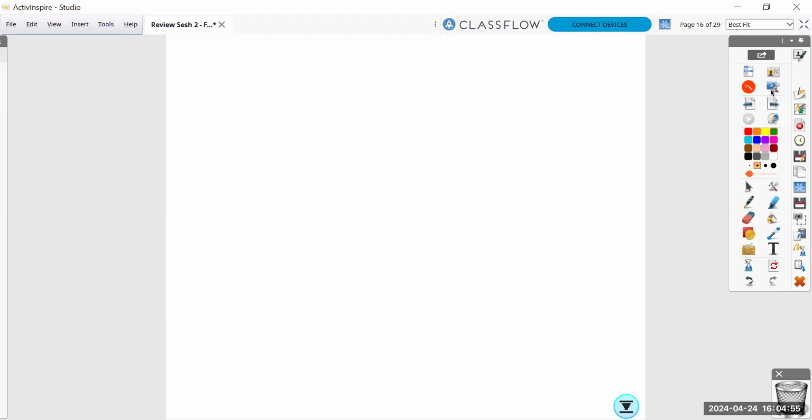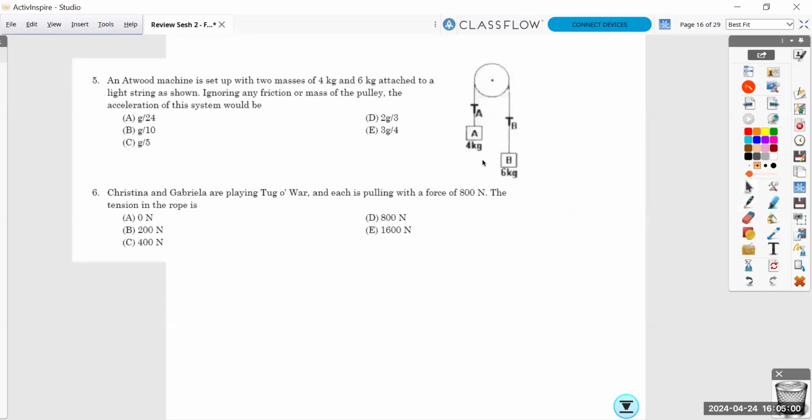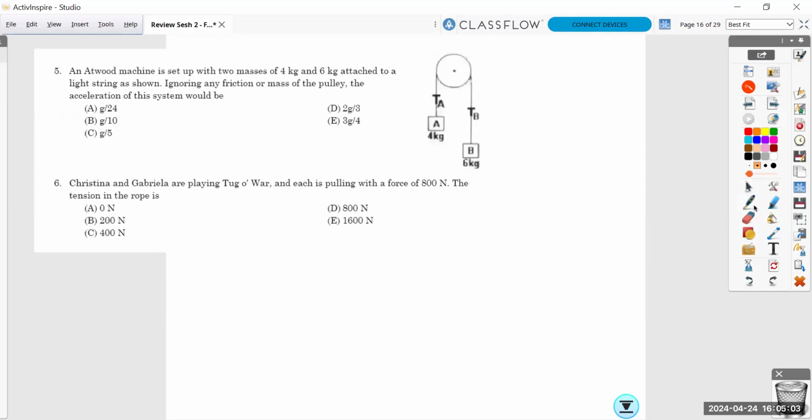Here's our Atwood machine. We're going to go ahead and we've got mass A and mass B. Let's just write this out real quick. What we're going to have here is for mass B, mBg down and tension up. And for my other one, I'll have mAg down and tension up.